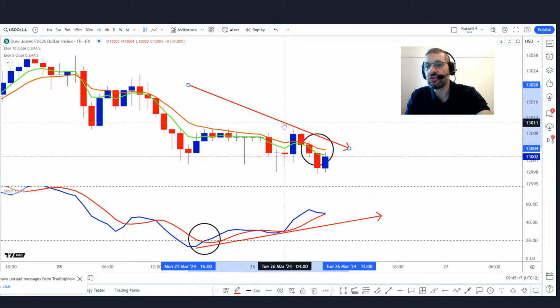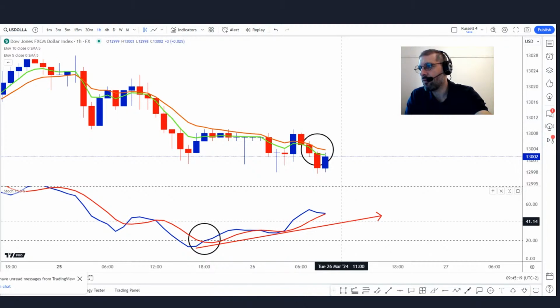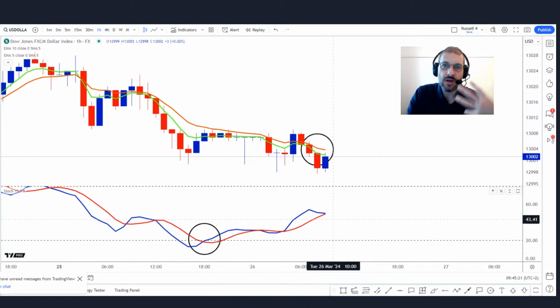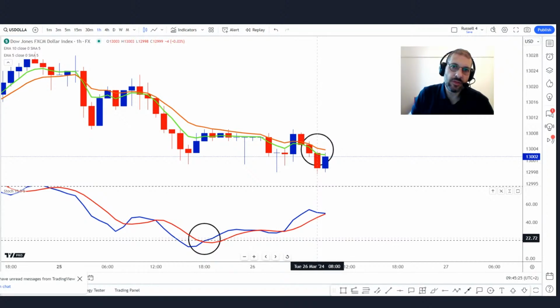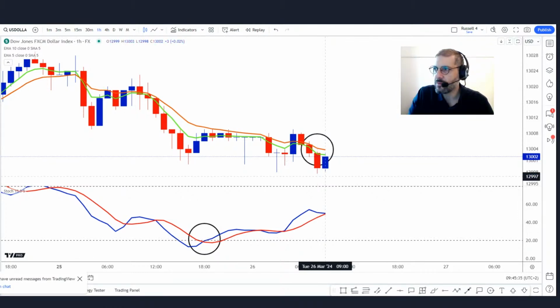So remember, it's a dual trigger system. We can't act on one trigger. And even if we get the two triggers, then we've got to wait for the momentum. And the momentum is suggested when the stochastic moves either to the upper quintile or to the lower quintile. So we just want to keep an eye on US dollar.